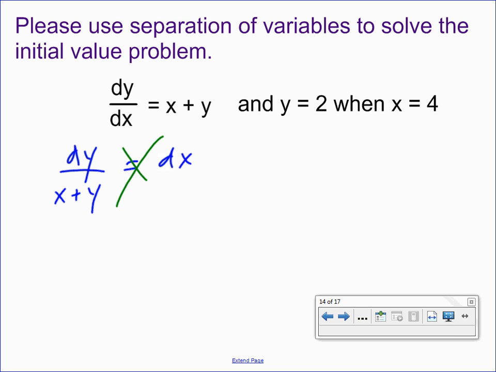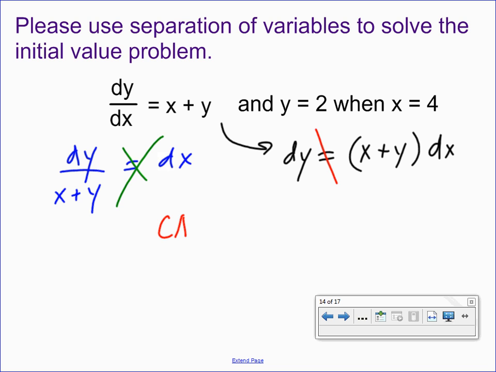Can we multiply over our dx and get dy alone? No, because then we still have our y over on the right-hand side. If we distribute our dx through, then we still have a dx, my independent variable, tacked on with the y. And so we still have x's and y's together. So no, we cannot separate this through multiplication or division. So we can't solve this one by separation of variables. Again, this is a stop.